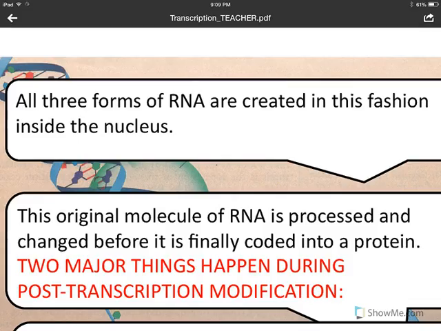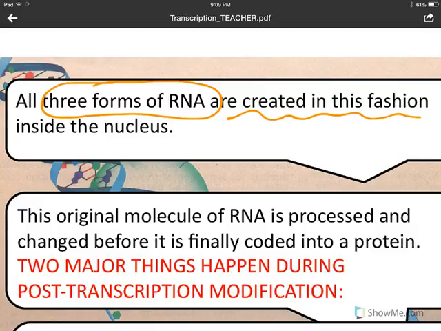So just to recap, all three forms of RNA are made, or transcribed, in this fashion inside the nucleus. Whether it's mRNA, rRNA, or tRNA, they're all made this way. And then if they're folded into a big glob, you get rRNA. Or if you fold it into a hairpin, then you get your tRNA. But they're all transcribed in this process.